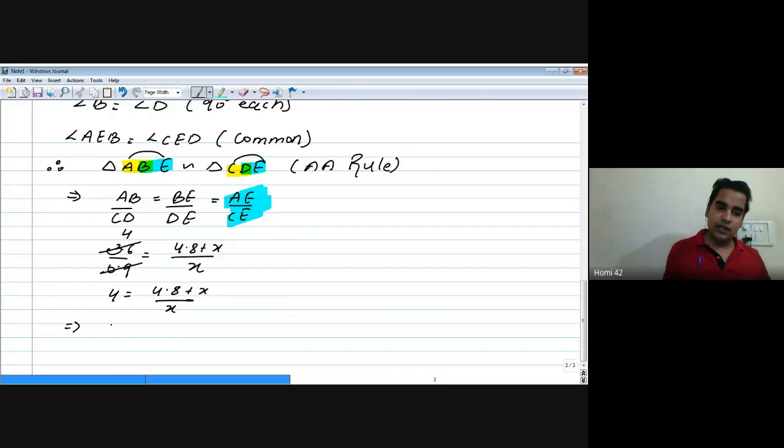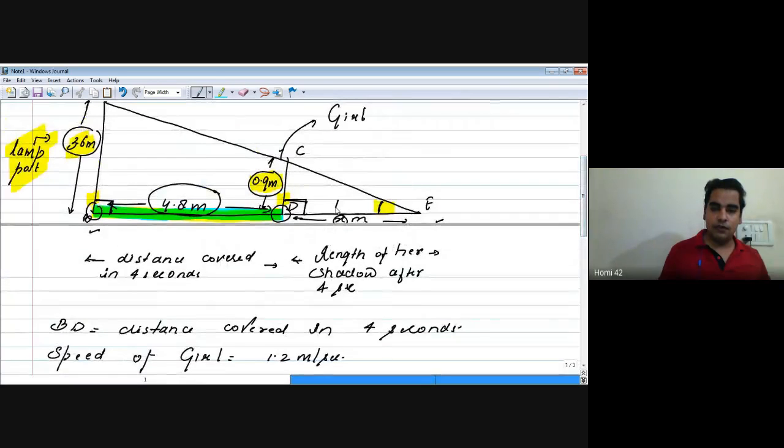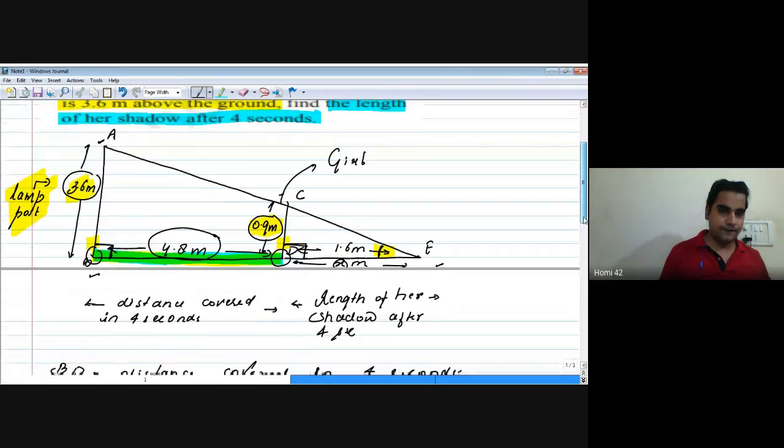Or what will you get? You will get 4X is equal to 4.8 plus X. Or you can say you will be getting 3X is equal to 4.8. That means the value of X I am getting is 1.6 meter. So you can say that the length of the shadow after 4 seconds is 1.6 meter. Okay. This is in your NCERT, a very, very important problem. You can note it now.